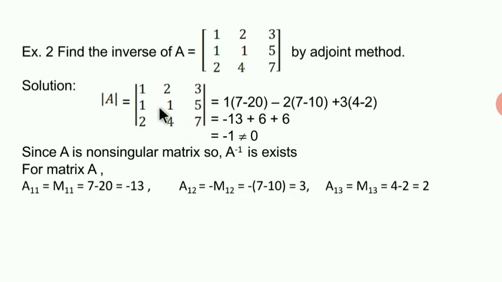A13 is equal to M13. M13 is the determinant obtained by deleting first row, third column. So it is 4 minus 2, 2. Now we find cofactors for each element in second row.